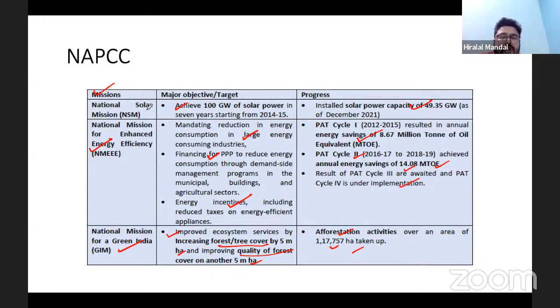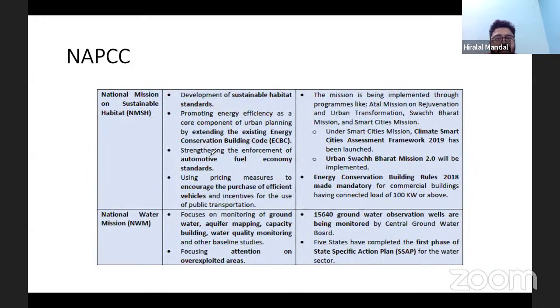National Mission on Sustainable Habitat. For that, sustainable habitat standards will be promoted in the country. At the same time, the government will also focus on urban planning, through which they will try to focus on energy conservation. There is also provision for enforcement of automotive fuel economy standards, and at the same time encouraging the purchase of efficient vehicles. This is the reason BS 6 has been adopted by the government instead of going to BS 5.